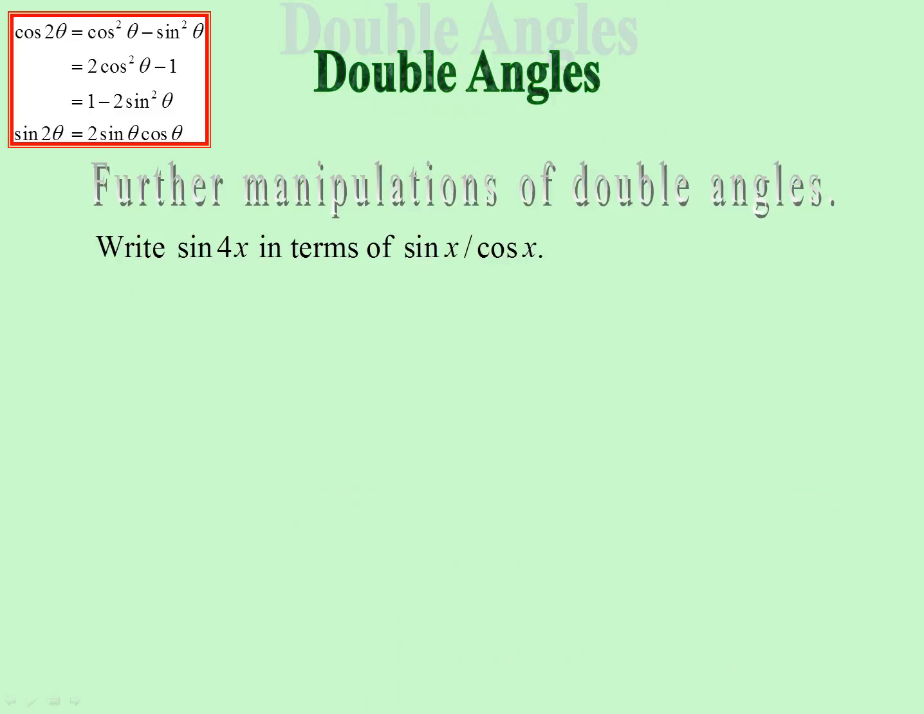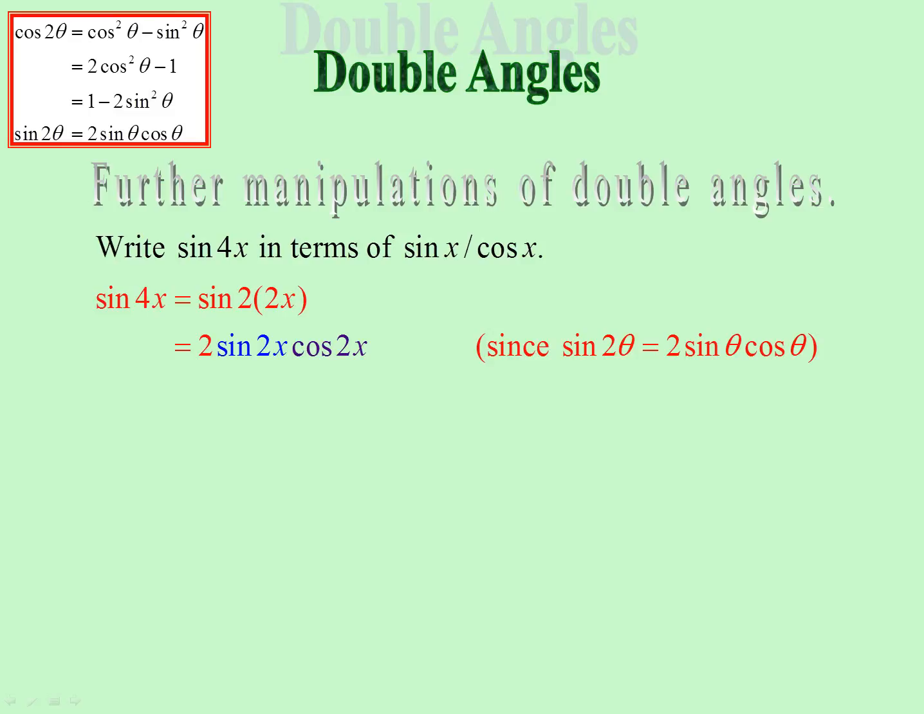Write sine 4x in terms of sine and or cos x. Well, there is no expansion for sine of 4x. Please don't try to do anything and assume that there is something for that. There is not. The only thing we can do with sine 4x is to write it as sine of twice 2x. Now we can use our double angle formula, twice 2x, so we're going to have a 2x there and a 2x there.